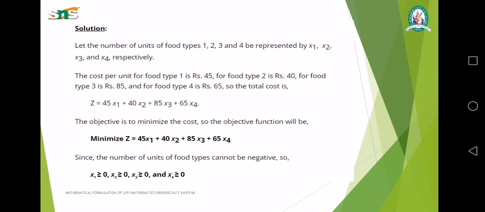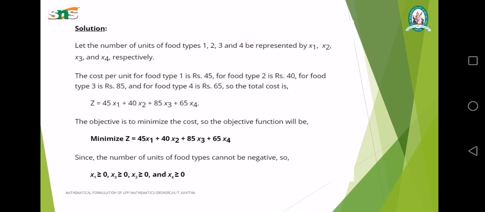And also the cost per unit for food type 1 is 45, food type 2 is 40, food type 3 is 85 rupees, and food type 4 is 65 rupees. So the total cost we have to convert to a function, that is z equals 45x1 plus 40x2 plus 85x3 plus 65x4. Now the objective is to minimize the cost. So the objective function will be minimize z equals 45x1 plus 40x2 plus 85x3 plus 65x4.